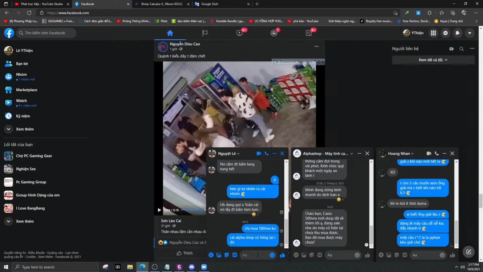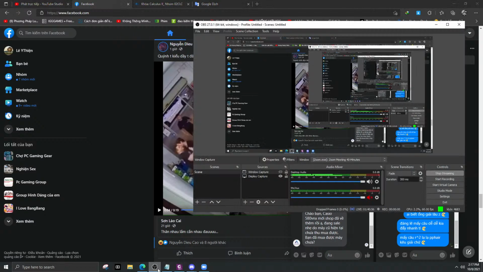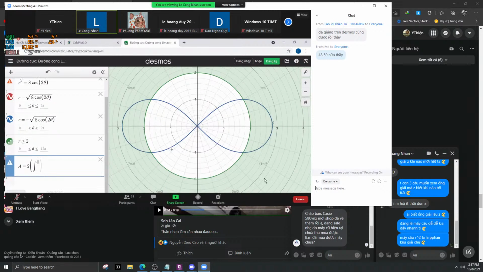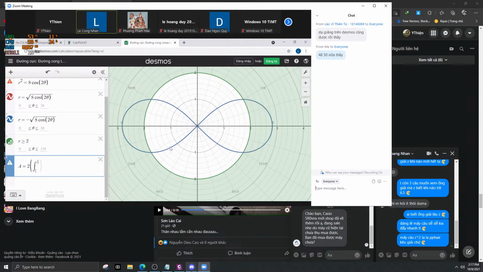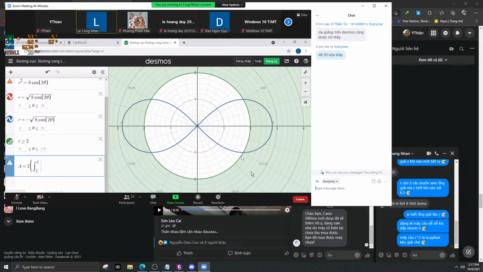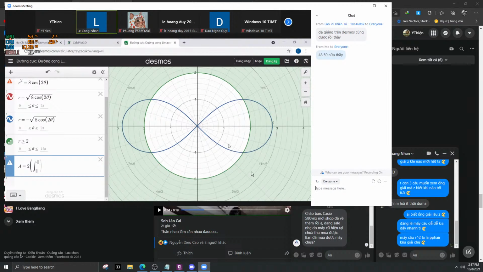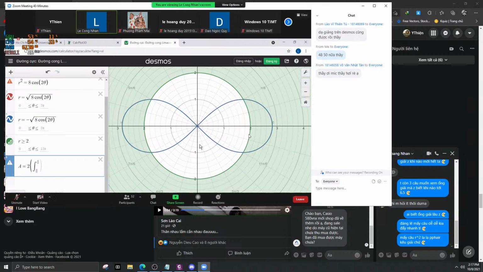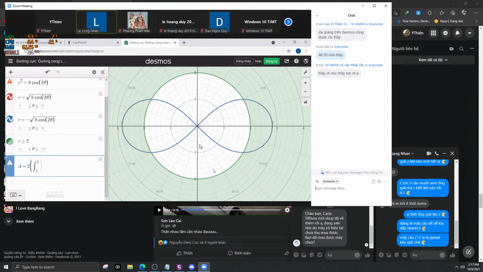The area of this region is computed by the integral from theta 1 to theta 2 of, so what about theta 1? This angle is from the polar angle to, in the clockwise direction.